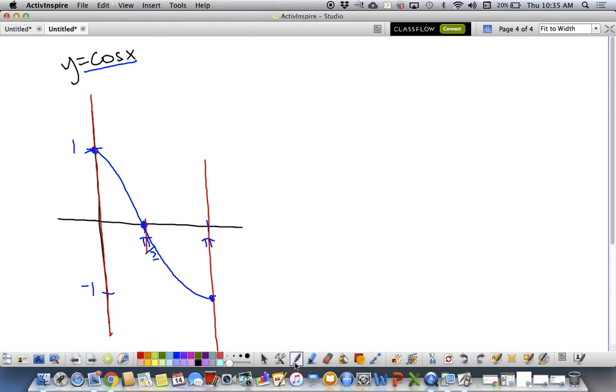So let's go ahead and tell me, what is the domain? X are real numbers such that x is between 0 and pi, including 0 and pi.